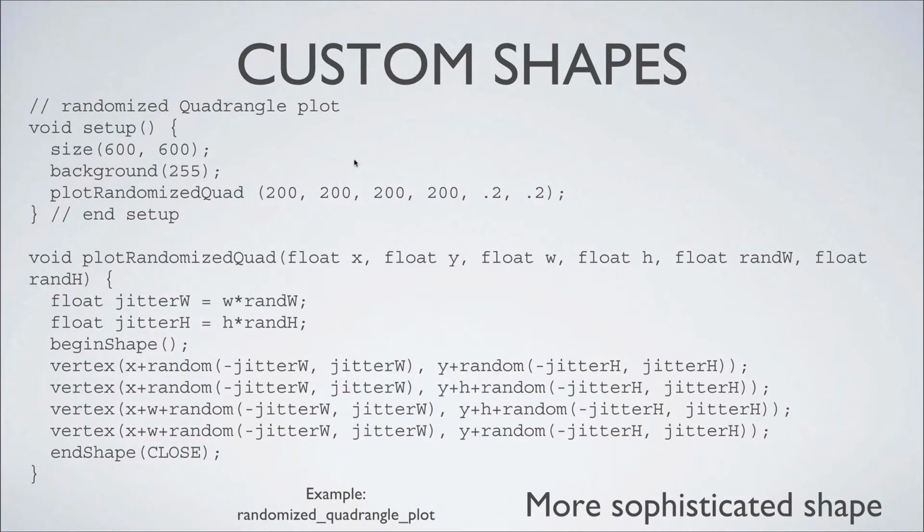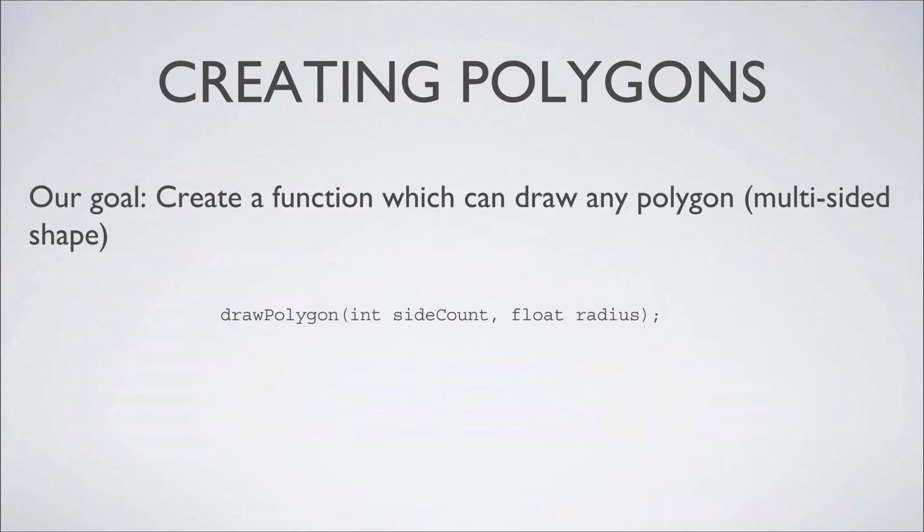So review that. That's great fun, by the way. That's what a lot of processing sketches use. They create texture through using a bit of randomness. Now this week we're going to create a function which can draw any polygon by doing a little bit of smart trigonometry.